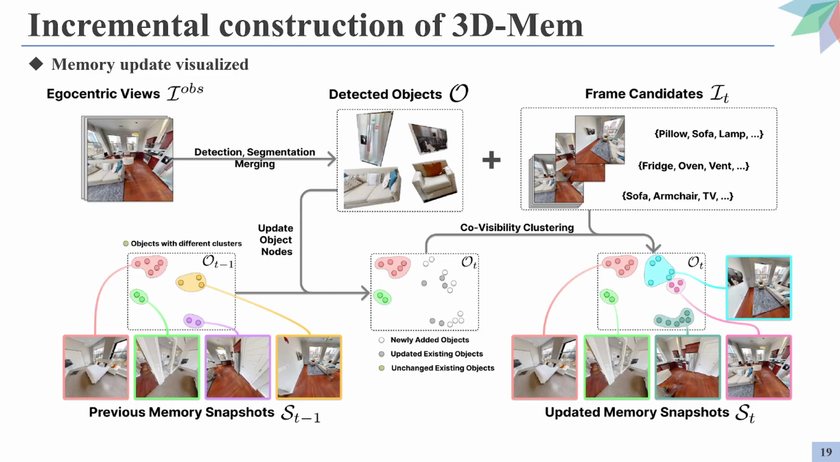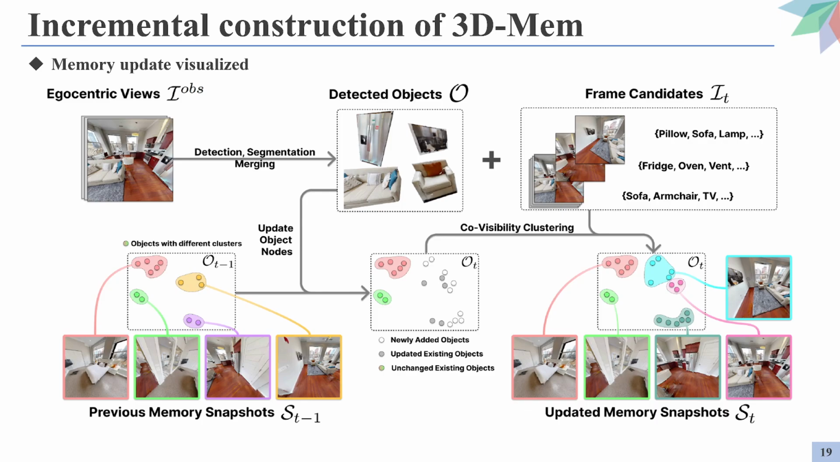Now that we've examined how the memory system works, let's explore how it gets updated as the agent navigates through new areas. When the agent encounters new observations, it captures multi-view images and detects objects within them. These detected objects may be entirely new or previously observed. The system then compares the newly detected objects with those stored in existing memory snapshots.